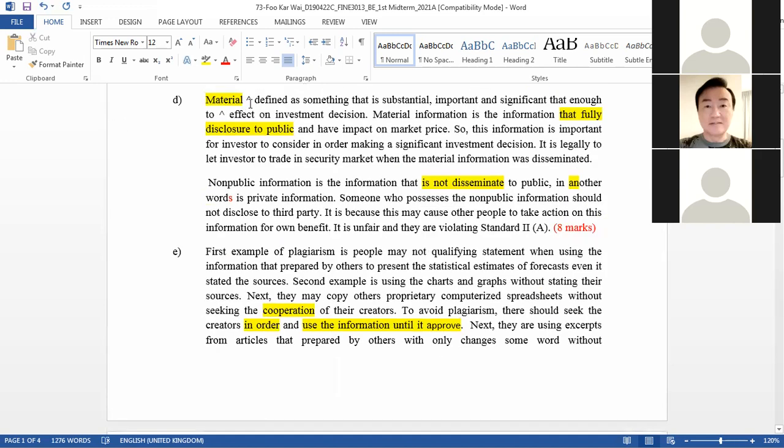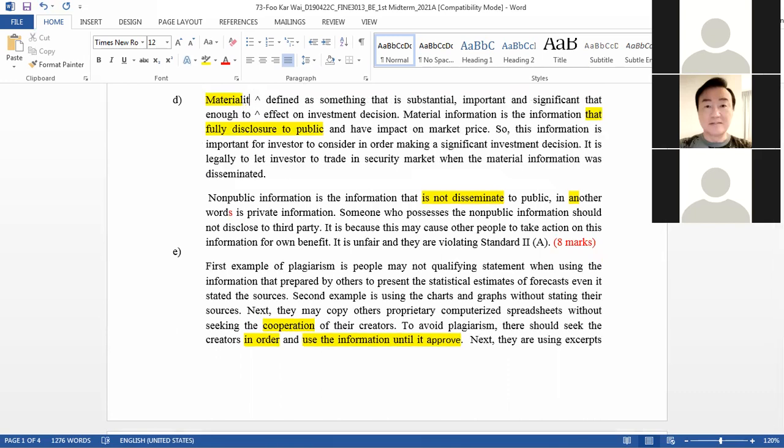Right? Material, right? Here by right, it should be materiality. Materiality, right? Is defined. Is defined. All right? So you see your mistakes?